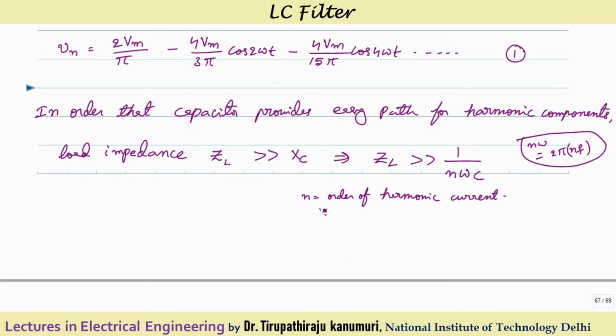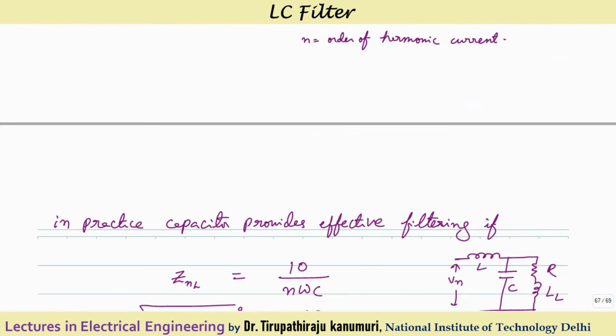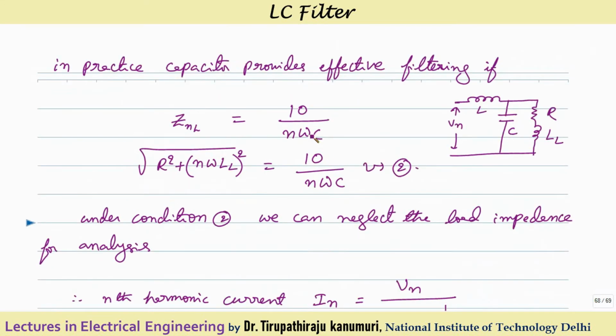Getting it? Now n is the order of the harmonic current. In practice, for the capacitor to provide effective filtering, the value of the load impedance is generally taken as equal to 10 by n omega C. That means the load impedance is nearly taken as 10 times the capacitive reactance offered by the capacitor for a particular frequency component. What is your load impedance?